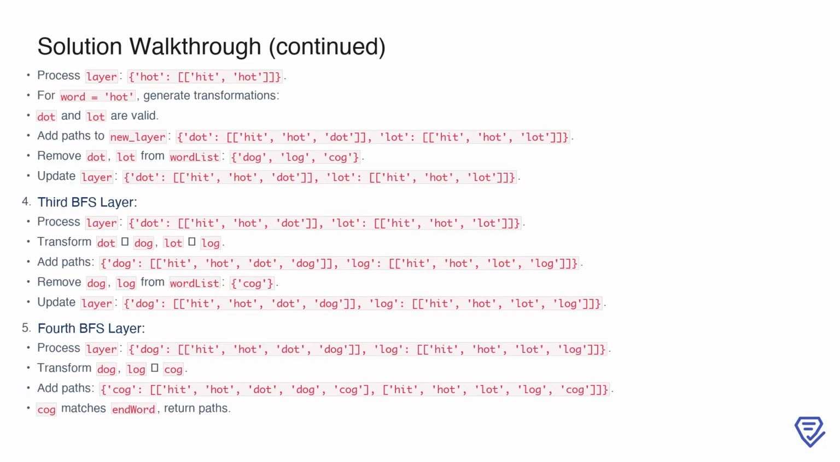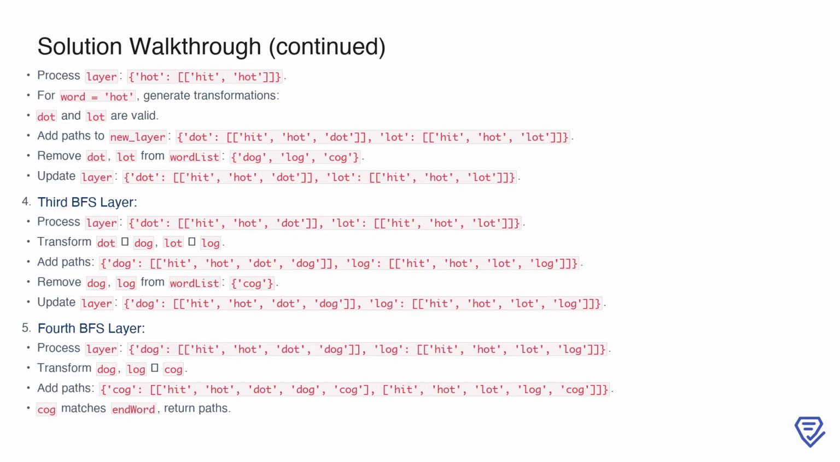At this point, we process the layer containing hot: [hit, hot]. For the word hot, we generate all its valid one-character transformations. The words dot and lot are valid transformations found in the word list. For each of these words, we create new paths leading to them and add them to the new_layer. The paths added are [hit, hot, dot] and [hit, hot, lot].